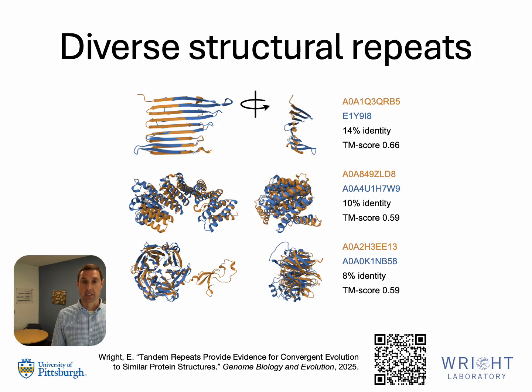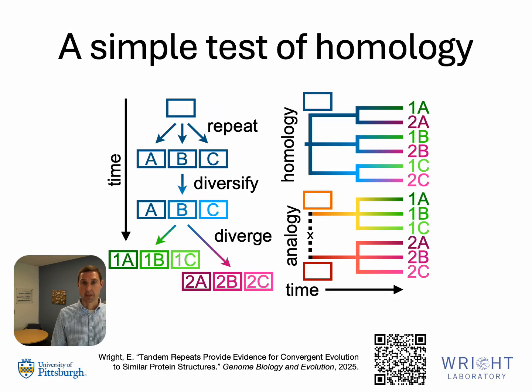And here are a few different examples of what those look like. You can see they're quite diverse, and they have reasonably high TM scores. And if we were going off the TM score alone, we would consider that very statistically significant. But their sequences have relatively low identity based on structural alignments. And so the question is whether some of these structural matches could be the result of convergent evolution or analogy, rather than sharing a common ancestor or homology.